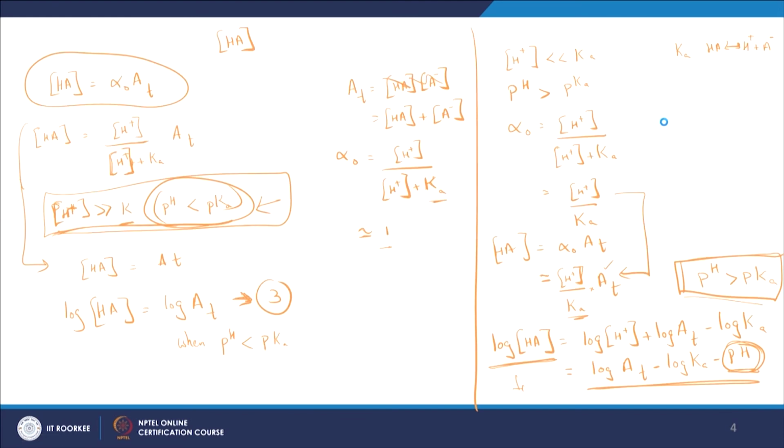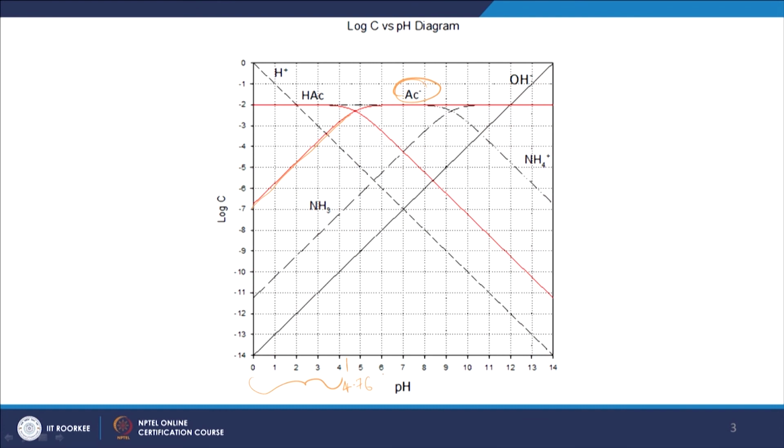Let us look at the graph again, okay, and in this region, when the pH is greater than pKa, what do we see here? We see that the concentration of the deprotonated form, which is AC minus, is a constant, and what is the constant equal to? It is going to be equal to your log A total, right. So these are the log C-pH diagrams you usually come across, and you can understand them.